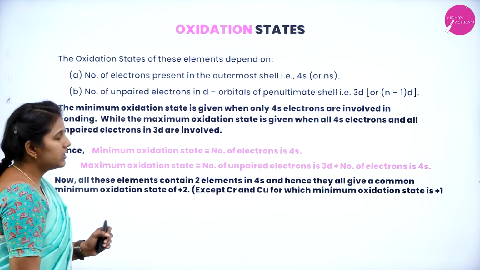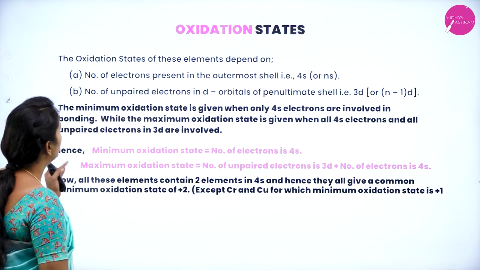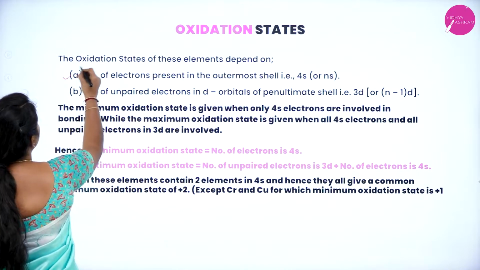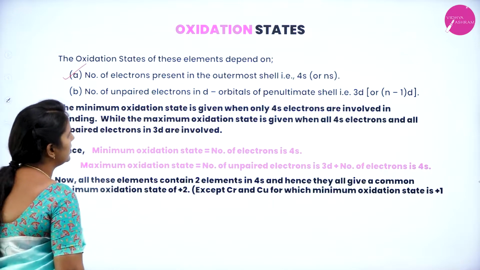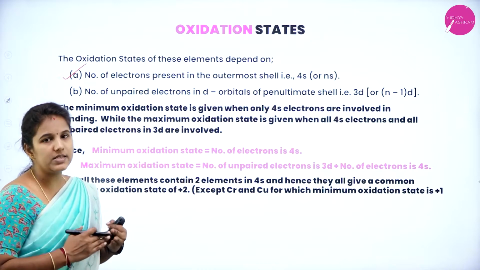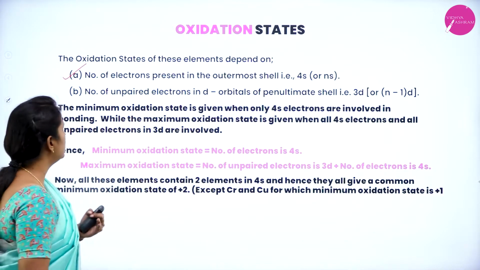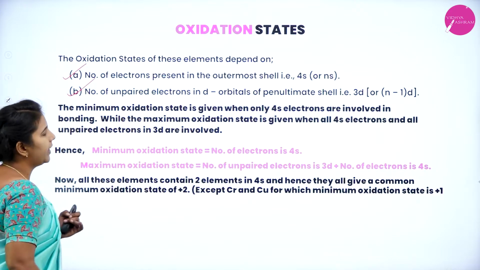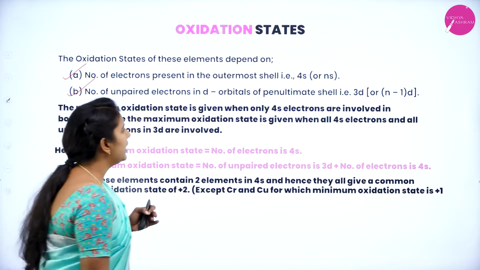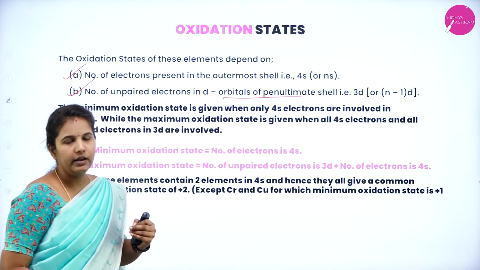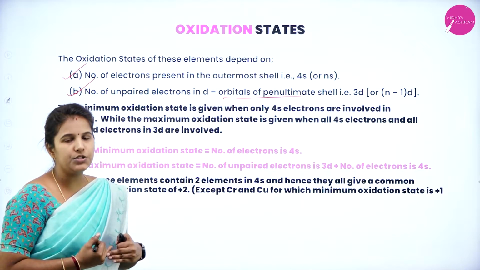The oxidation state of these elements also depends upon a number of things. One is the number of electrons present in the outermost shell. If I say outermost shell, always imagine it is nothing but the 4s shell. The other is the number of unpaired electrons in the d orbital, that is in the penultimate shell. So what is meant by penultimate shell?